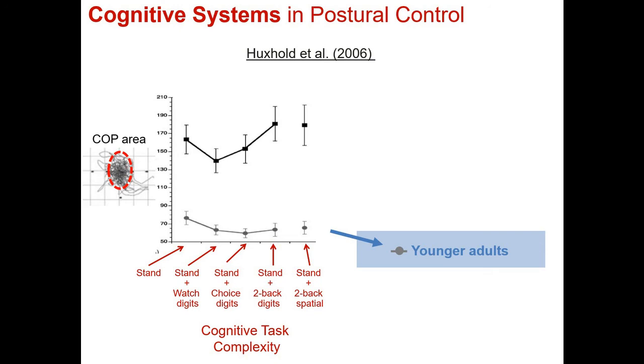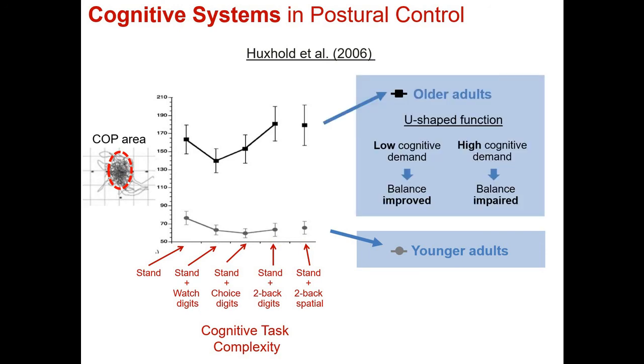The thin grey line in the plot shows data for younger adults. We see that they have much lower centre of pressure displacements compared to older adults. When we compare the different conditions, we see something slightly surprising. The centre of pressure displacement magnitudes are largest for the condition where there are no cognitive task demands.